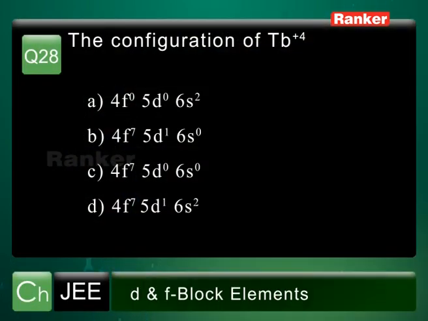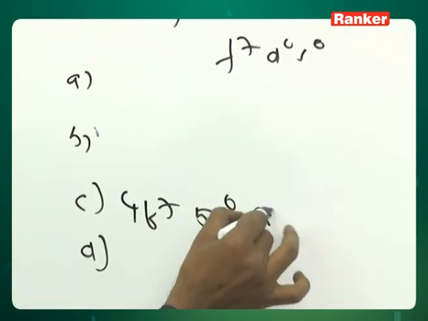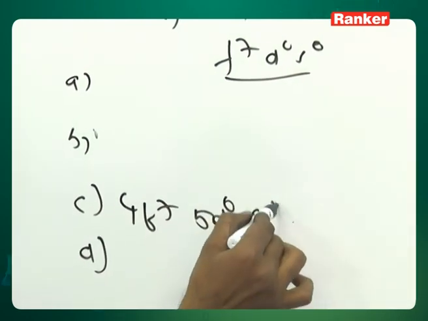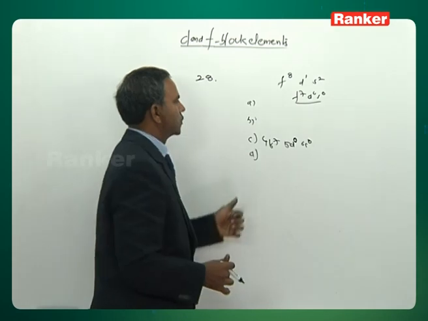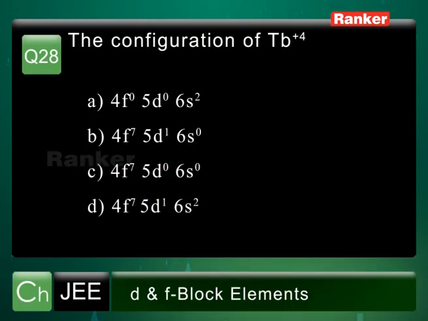Then coming to the options, A is f0, d0, no. Option B is given as f7, d1, s0. Option C is given as 4f7, 5d0, 6s0. So option C is correct. So here the answer is C for question number 28.